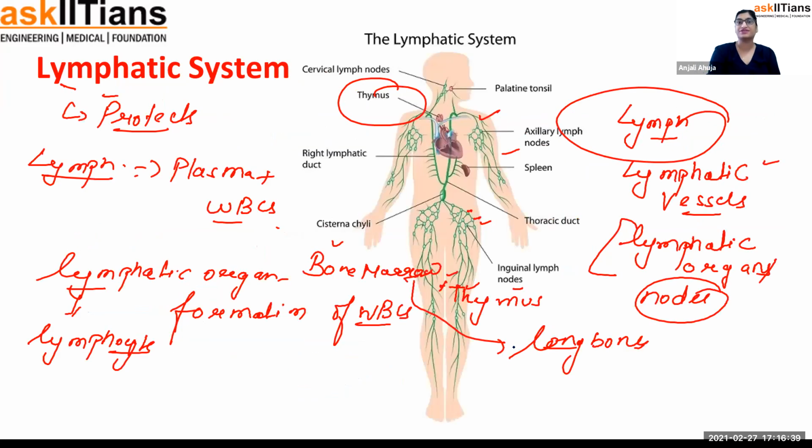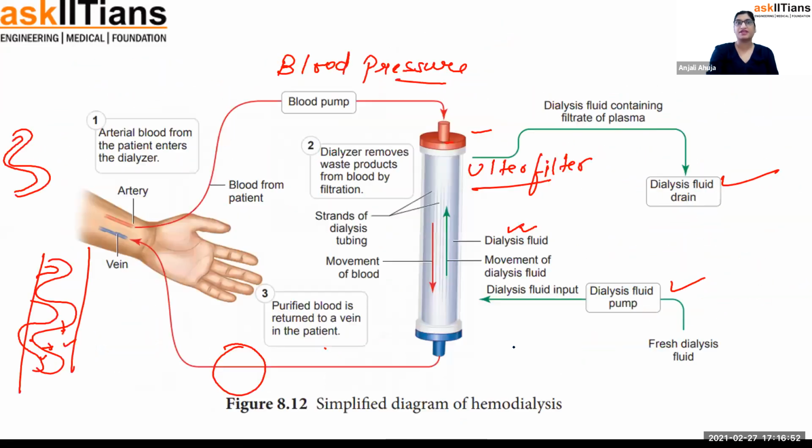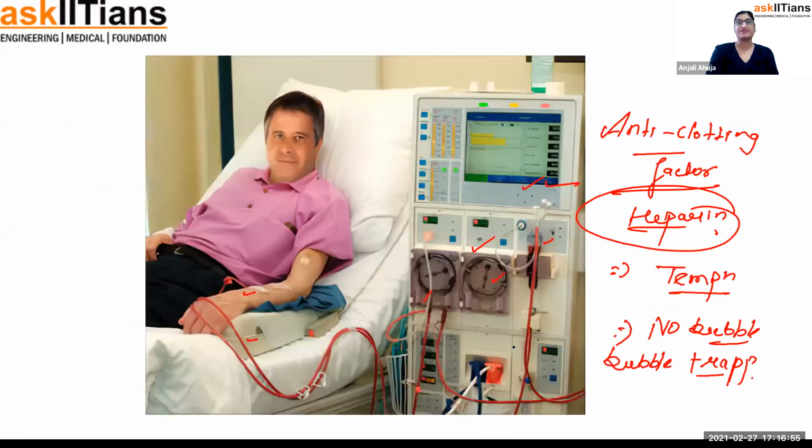I suppose that's clear to you. Not a very difficult thing. Very easy. Same like the circulatory system, the lymphatic system is the protective system of the body. That's it. So with this, guys, we are done with the dialysis, we are done with respiratory pigment, and we are done with the lymphatic system.